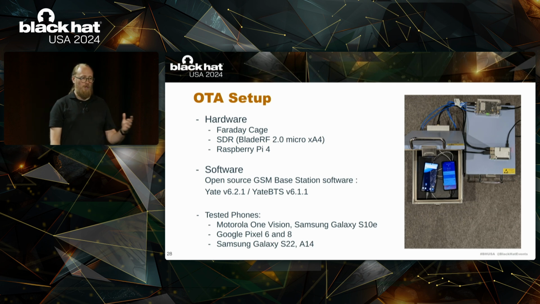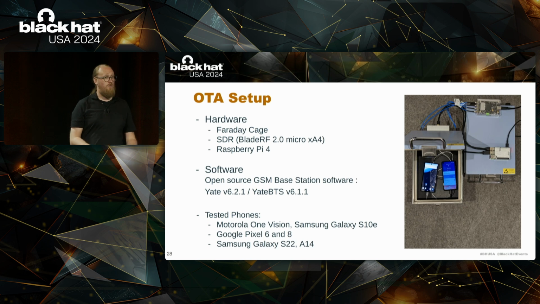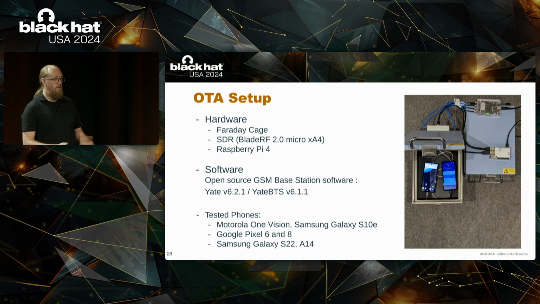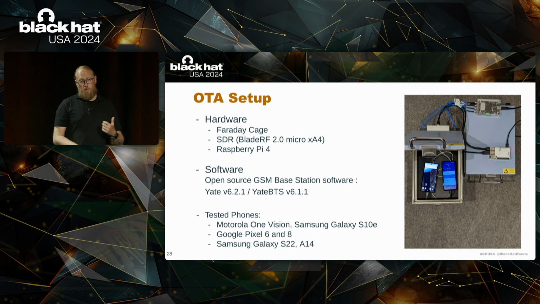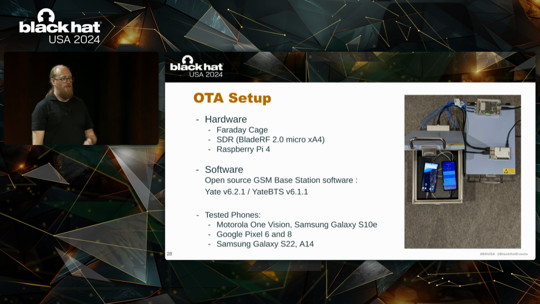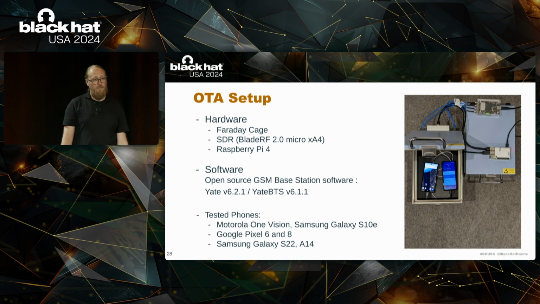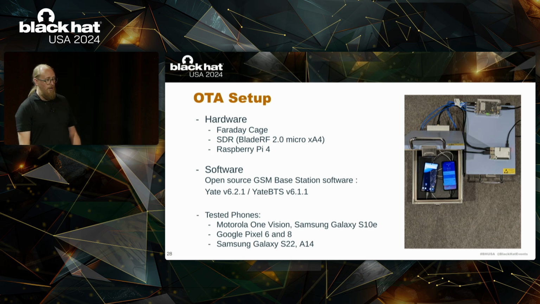As hardware, we have a Faraday cage, so very important. Please adhere to your local legislation if you do this kind of testing. We used a bladeRF 2.0 as software-defined radio, which was commanded via a Raspberry Pi 4. As software, as we are looking into the 2G stack, we used Yate and YateBTS as base station and network and PC software, and we tested a variety of different phones.